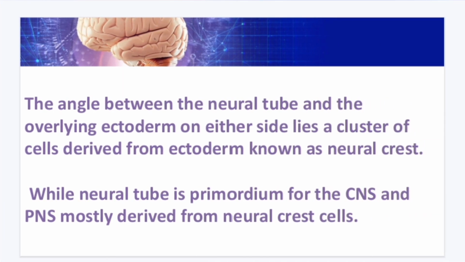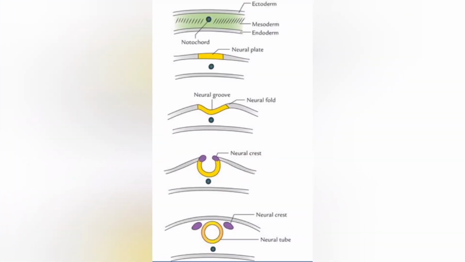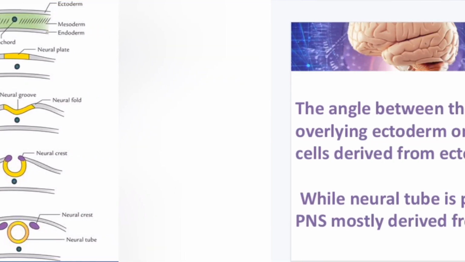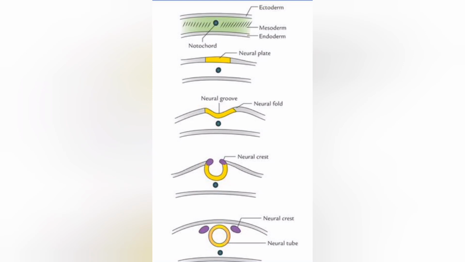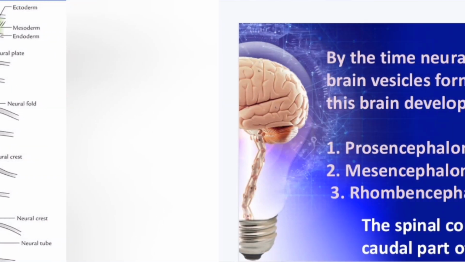At the angle between the neural tube and the overlying ectoderm on either side lies a cluster of cells derived from ectoderm known as the neural crest. So this is the neural crest as you can see in this picture. While the neural tube is the primordium for the CNS, the PNS will be mostly derived from these neural crest cells. So from this picture you can see that the central nervous system derives from the neural tube, and the PNS derives mostly from the neural crest cells.